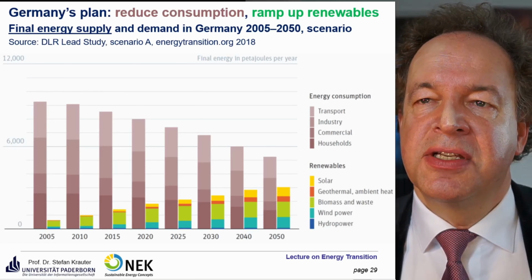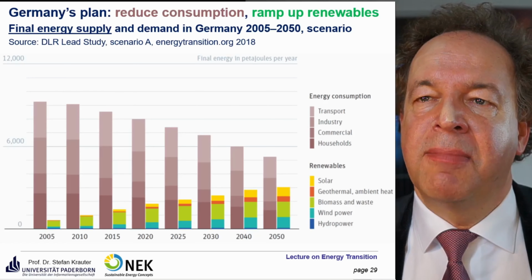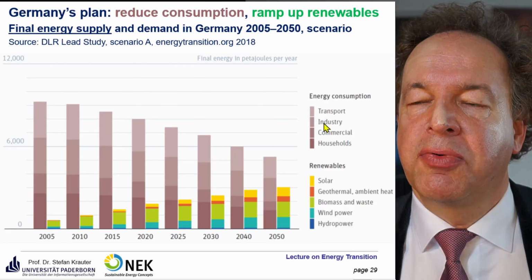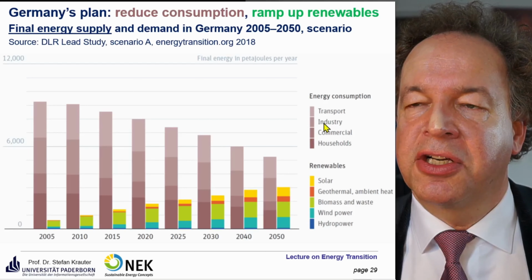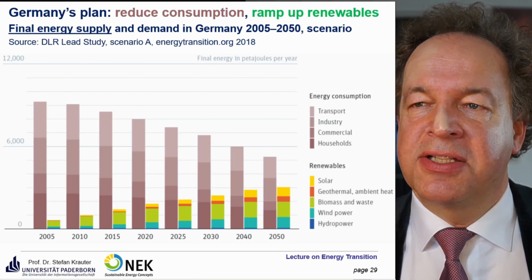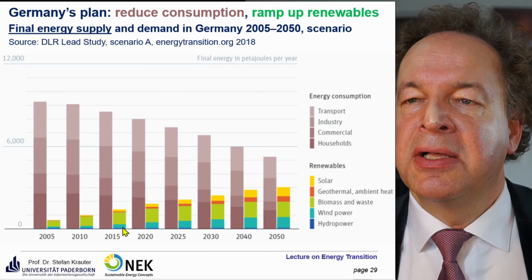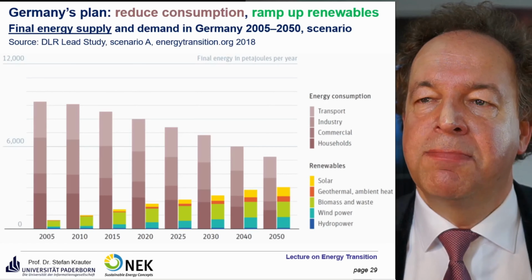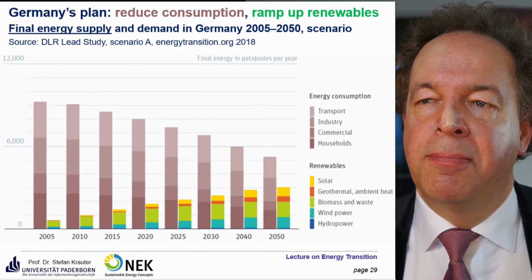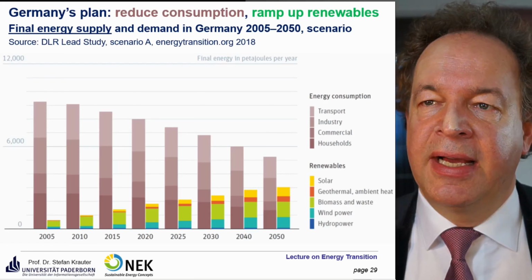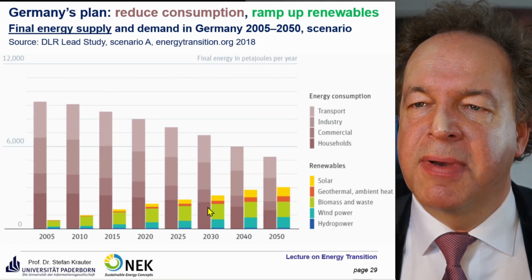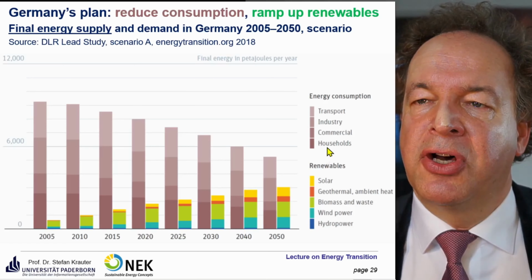As you see here, this is the final energy and demand in Germany scenario. This is energy consumption. The efficiency will increase because we will use more electric cars, which are much more efficient with primary energy than gasoline or diesel cars. The same applies for industry, for heat production. For example, heat pumps are much more efficient than burning fuels for heating. And also commercial and households. For households, there's an expected decrease, but not very much.